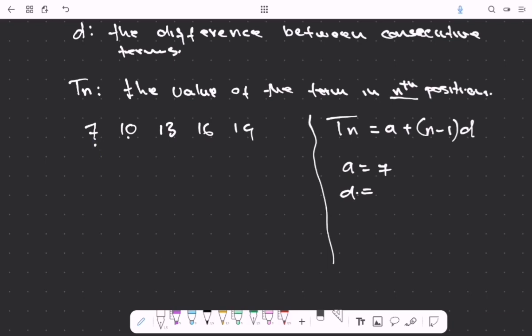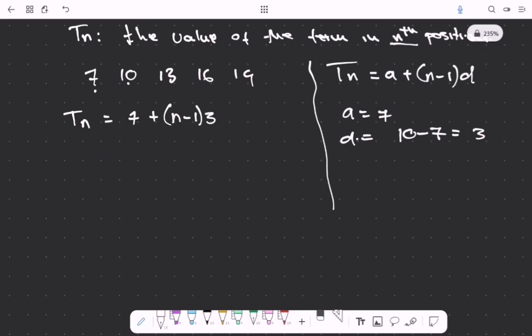Let's do that. Our D is equal to, in this case, 10 minus 7, and we get 3. So our D in this case is 3. Now let's plug what we have into our original equation, the nth term, which is Tn is equal to A, which is 7, plus n minus 1 times D, which is 3. We just found D to be 3.